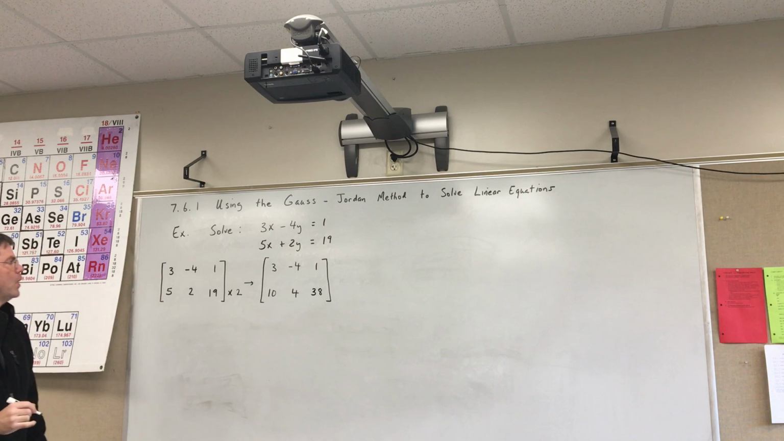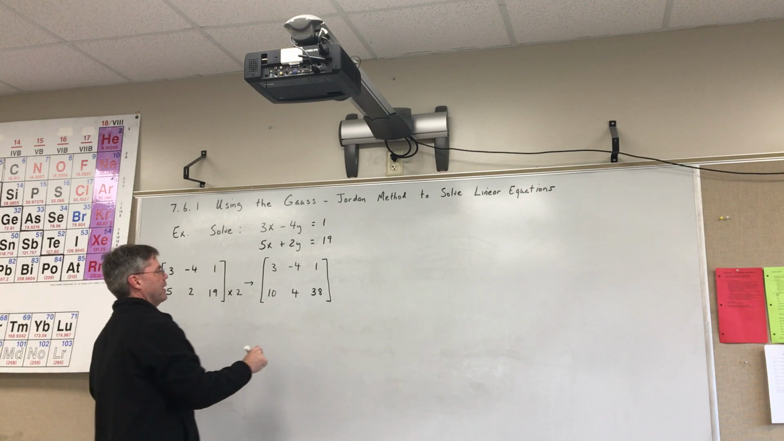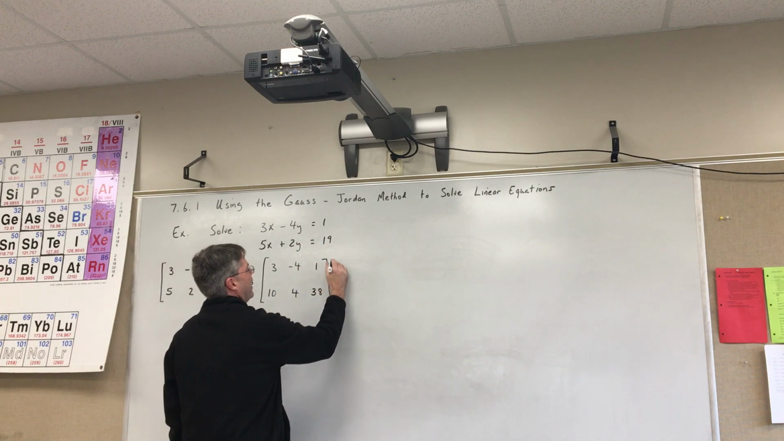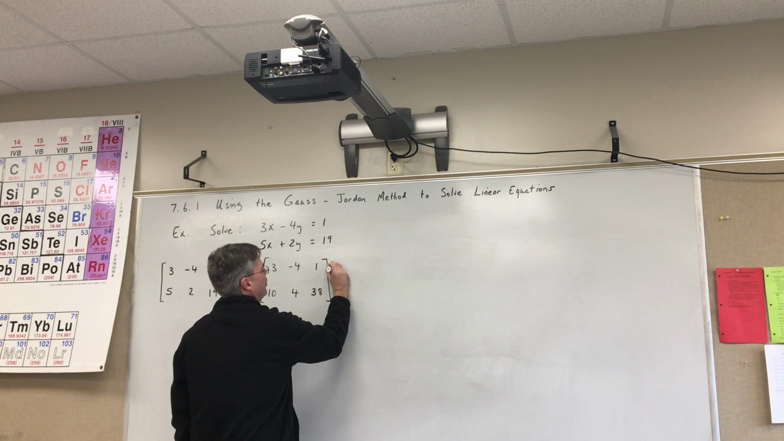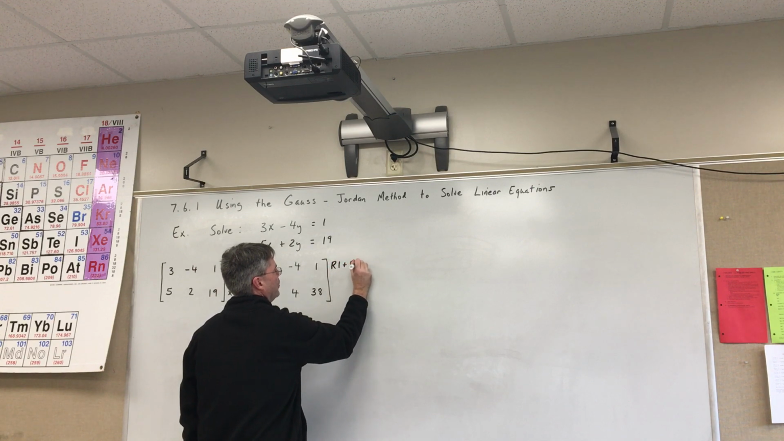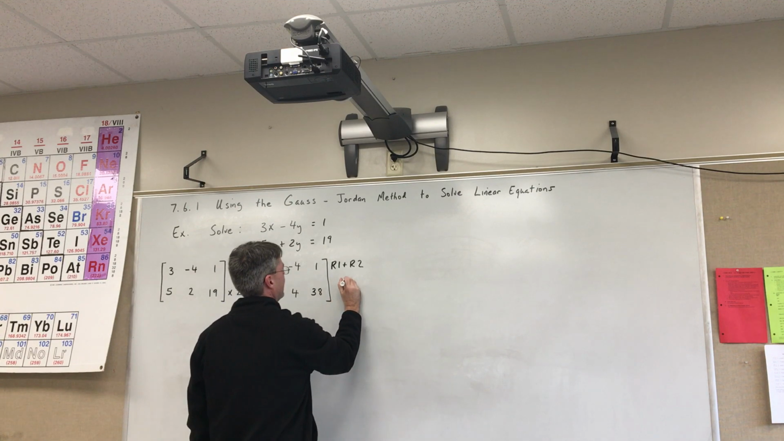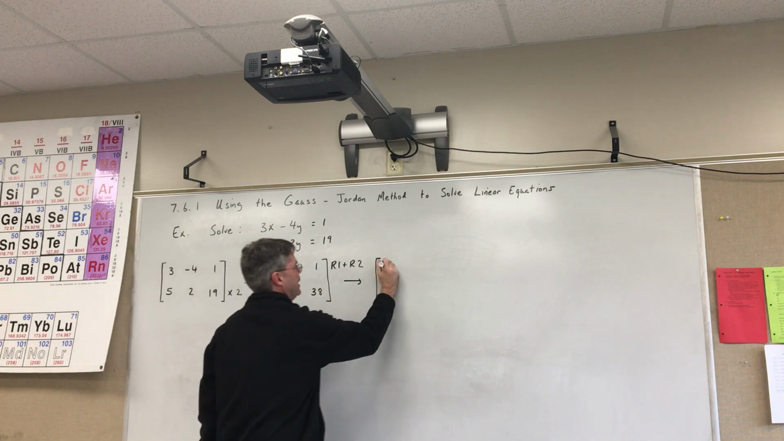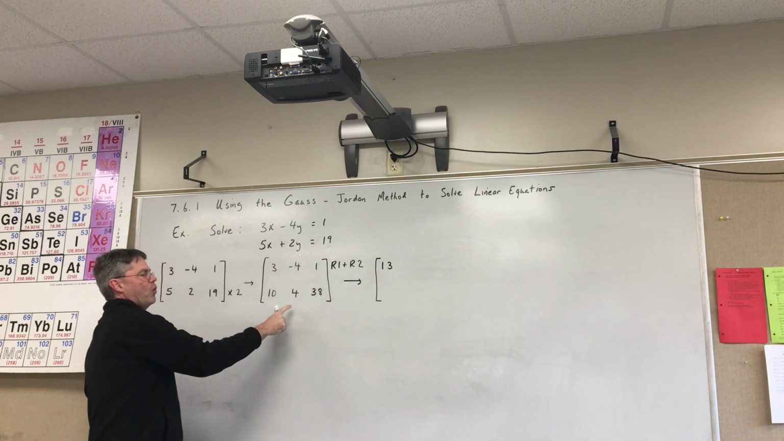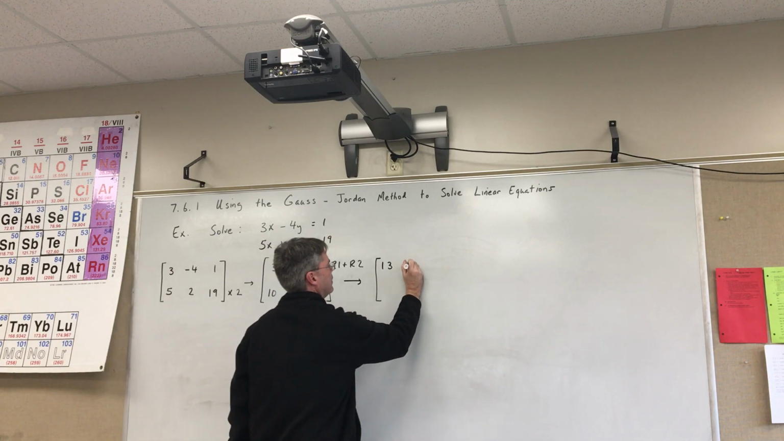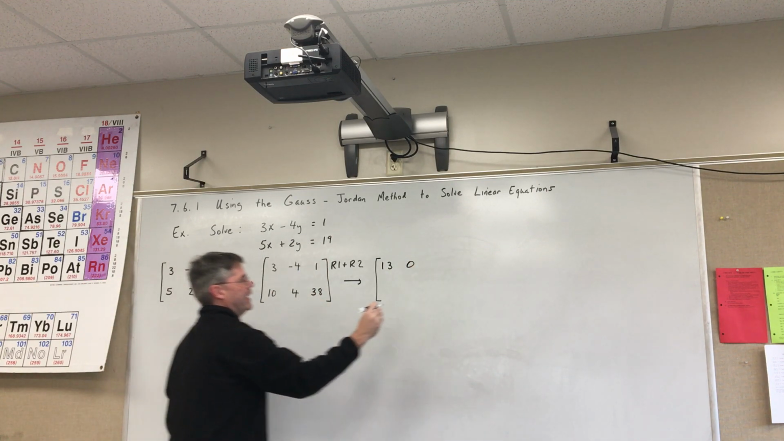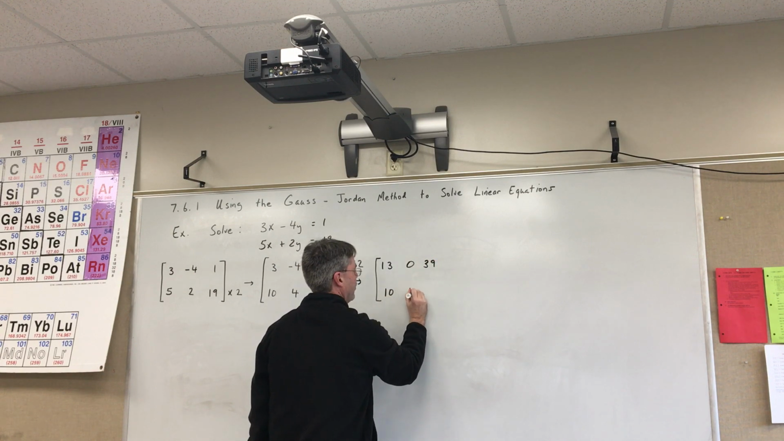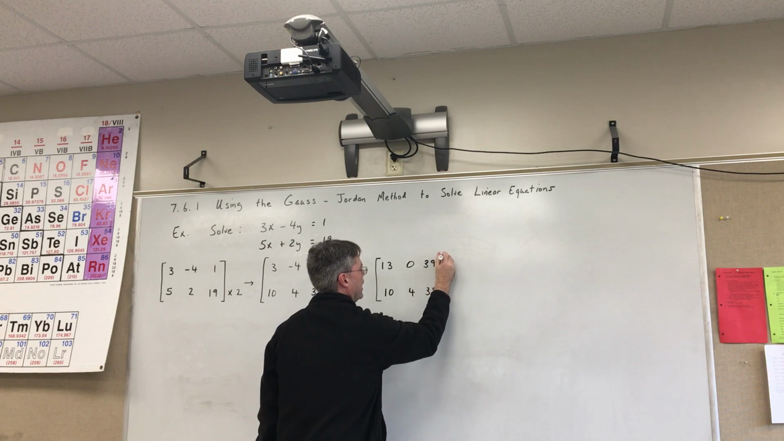Okay, so I want to get a 0 in either one of these. So I'm going to replace row 1 with row 1 plus row 2. And that's going to give me a 0 right here. Row 1 plus row 2 will have 13. Negative 4 and 4 is 0. 1 plus 38 is 39. I'll just copy the bottom row again: 10, 4, 38.